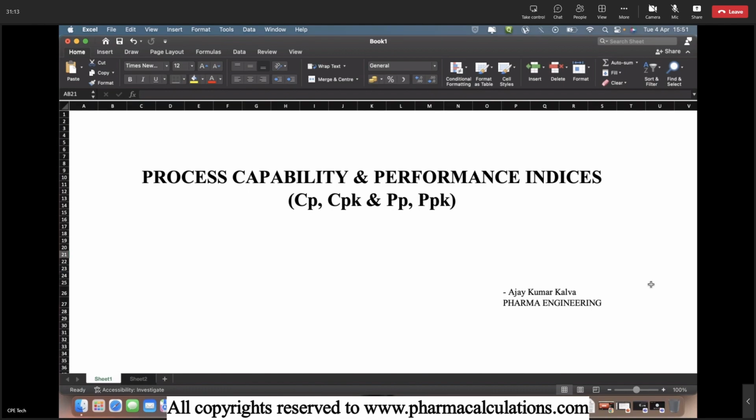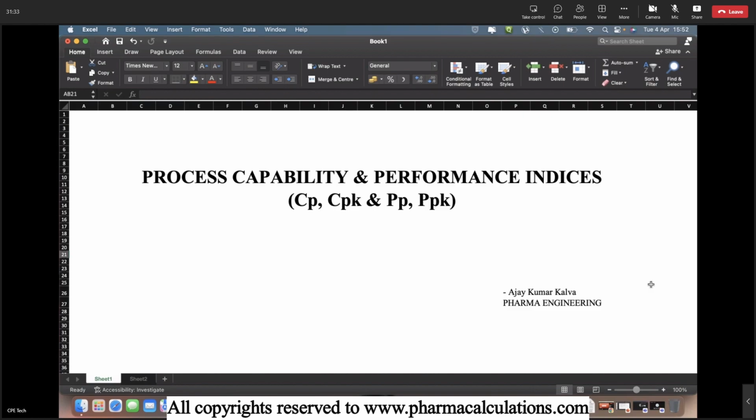Good evening everyone. Today we are going to see the process capability and performance indices, that is CP, CPK and PP, PPK, how to understand these and how to apply these indices for a pharmaceutical product in order to evaluate the process capability. Also, let's see the correlation between CP, CPK, PP, PPK as well as the sigma level.